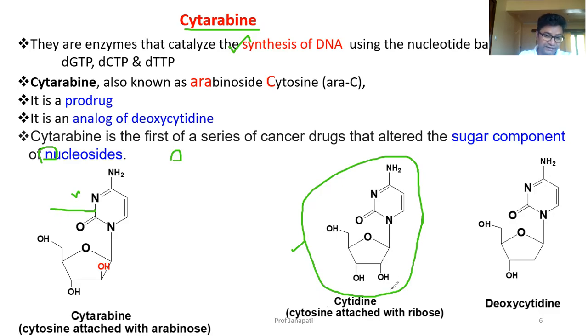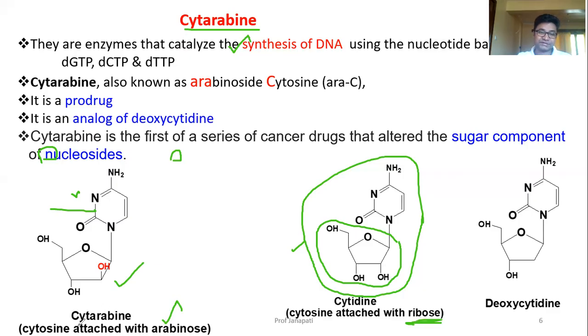Now, cytidine has ribose sugar. You should listen carefully here, please. In the molecule of cytarabine, as the name itself suggests, the hydroxyl group, which is in alpha configuration, has changed to beta configuration. Then this sugar is called arabinose. What is the sugar? Arabinose. Here it is ribose sugar.